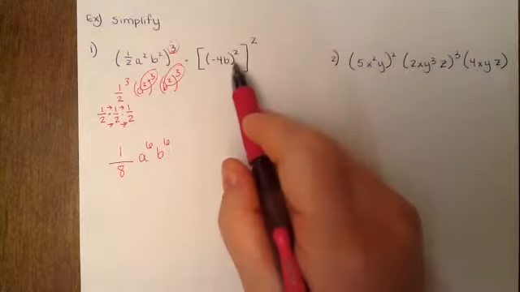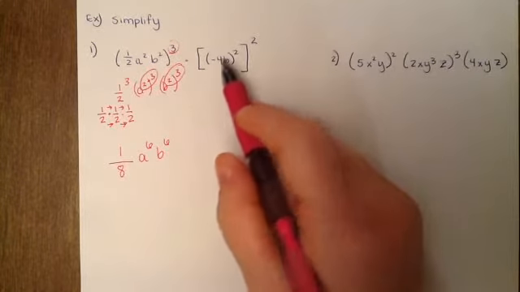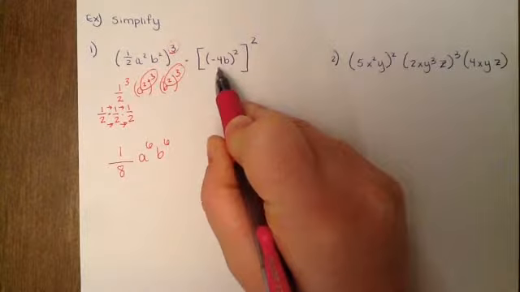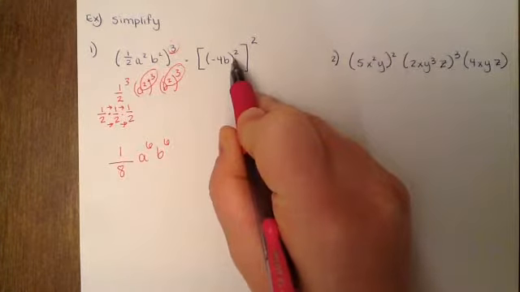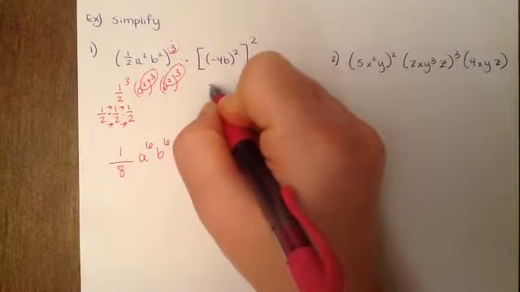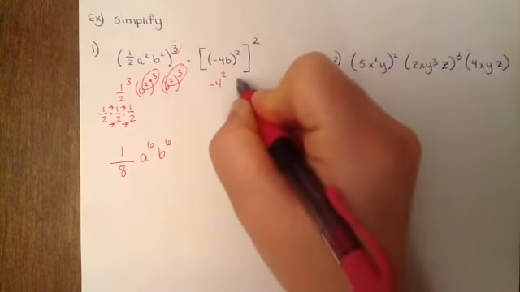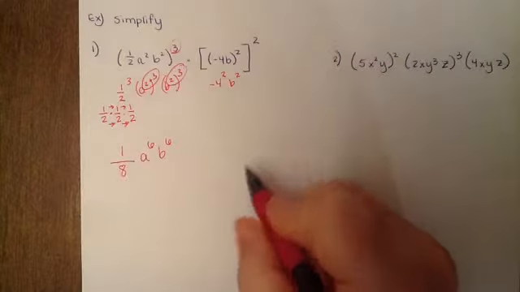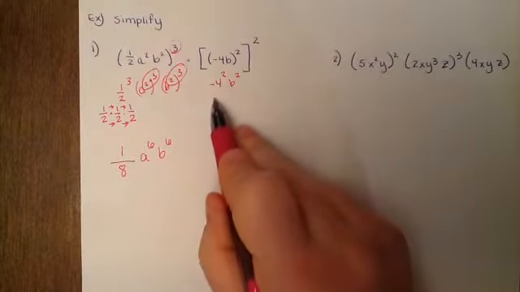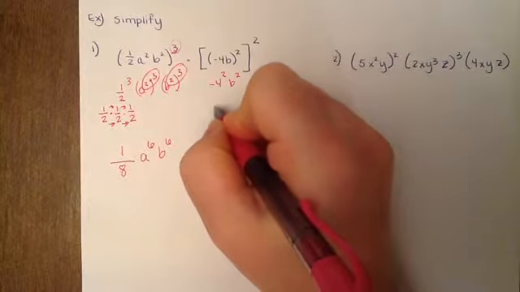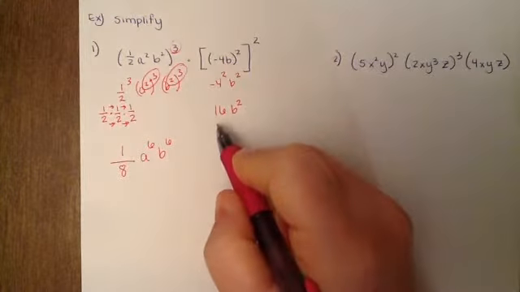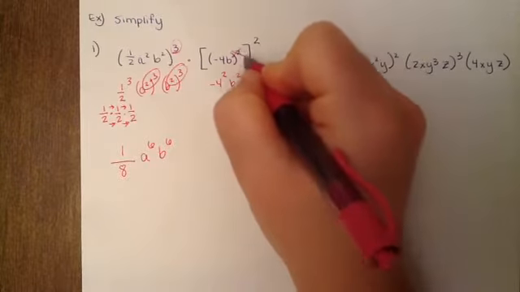Now I got to start over here. Start on the very inside. I have negative 4b squared. Each piece inside needs to be squared. So negative 4 squared and b squared. Negative 4 times negative 4, 16b squared. So that took care of this piece right there.